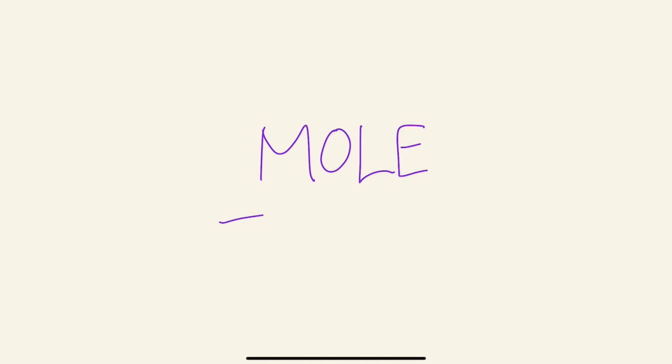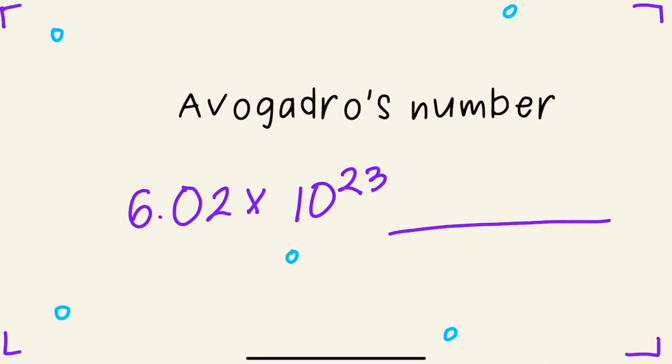First, we need to understand what a mole is. It's a unit of measurement in chemistry and allows us to relate amounts to each other. You will need to know Avogadro's number, which is the number of atoms, particles, molecules, ions, etc. within 1 mole. Avogadro's number is 6.02 times 10 to the 23rd. Don't worry, you'll accidentally memorize this.